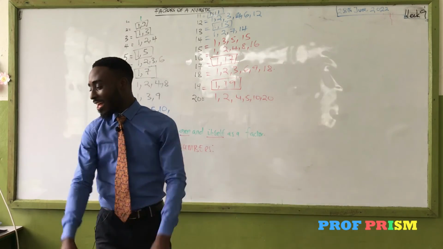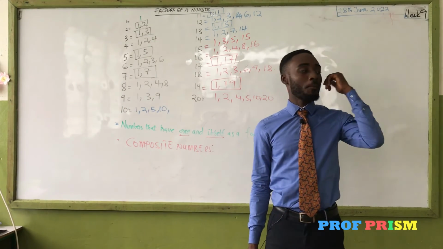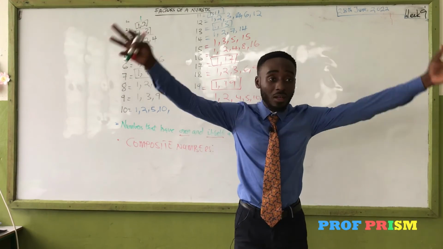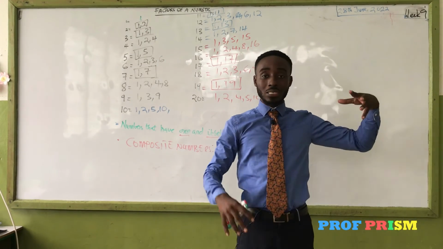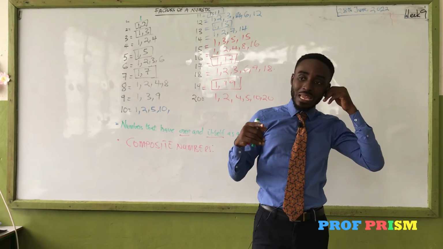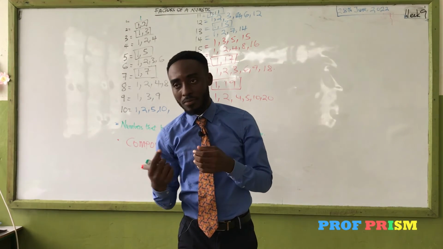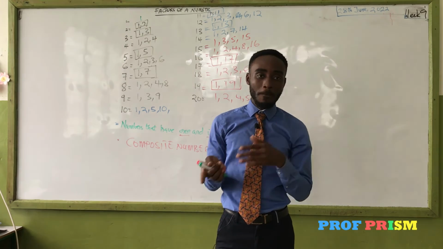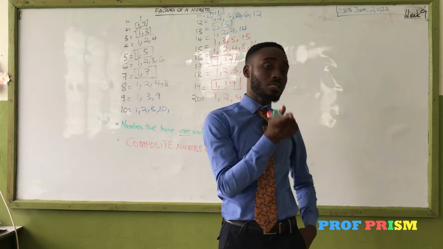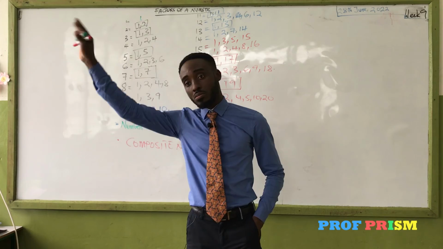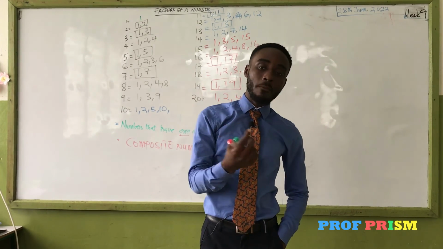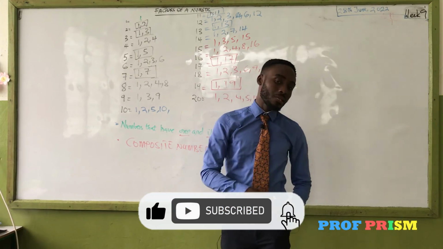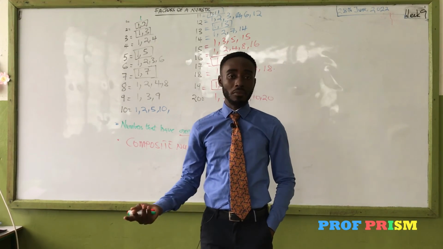All right. So that's it for prime numbers and then composite numbers. When we have natural numbers, also called counting numbers, that's from 1 to infinity, those numbers can be grouped in 2 forms. They are either prime numbers or composite numbers. Is that okay? All right.